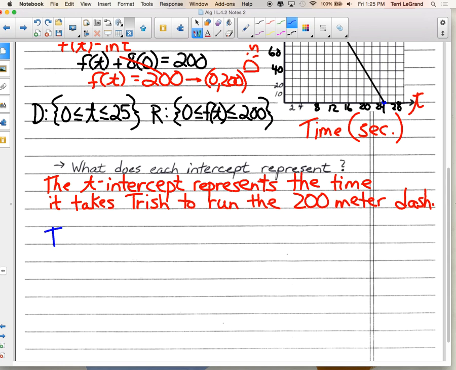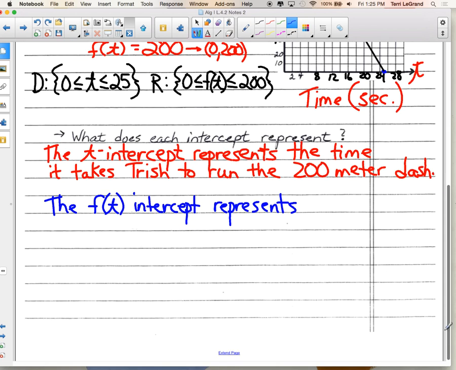Okay. The f of t-intercept represents what? Okay, basically then the length of the race. Yeah, it really represents the length of the race because the time is 0 at that point, so she hasn't even started running it, has she? So it really represents the length of the race, the distance she has to run, however you want to say that.